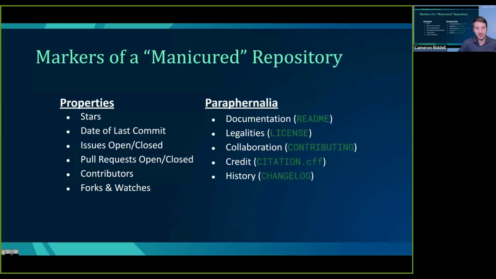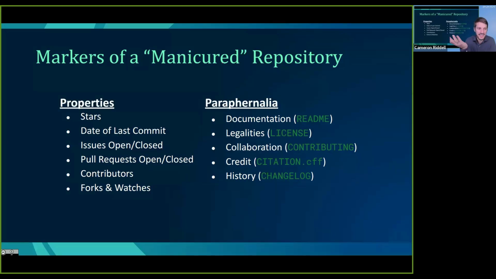On the other hand, we also have paraphernalia, meaning files more often than not. Our paraphernalia come in the form of documentation, legalities, collaboration, credit, and history. And there's going to be a specific file within each repository that should be present. If any of these files are missing, this is when I would start to raise a little red flag of, wait a minute, is this actively worked on?